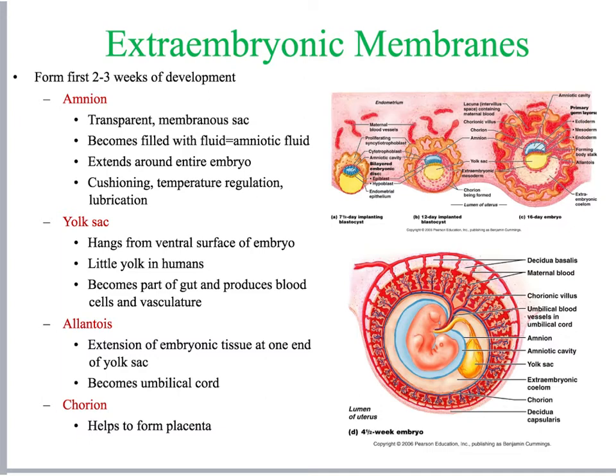So I already mentioned that the amnion forms, which is what's colored in all of these images in sort of the baby blue color. And this amnion is a transparent membranous sac that becomes filled with a really slick sort of fluid called amniotic fluid. It surrounds the entire embryo, providing cushioning and lubrication for developing little parts like fingers and toes and eyelids. It helps with temperature regulation, and especially later in development, allows a developing fetus a place to urinate into.